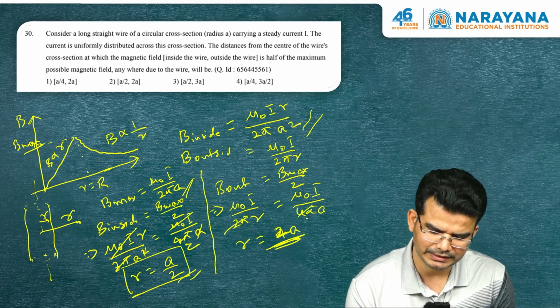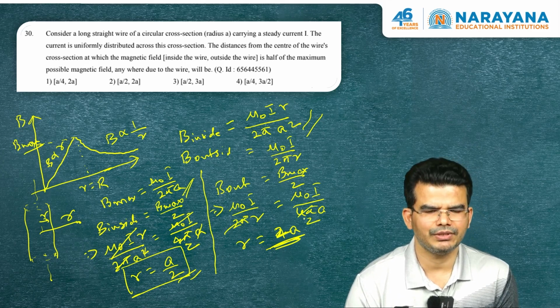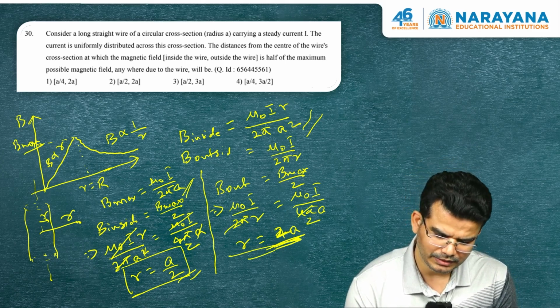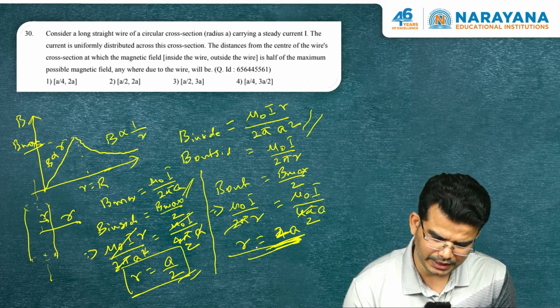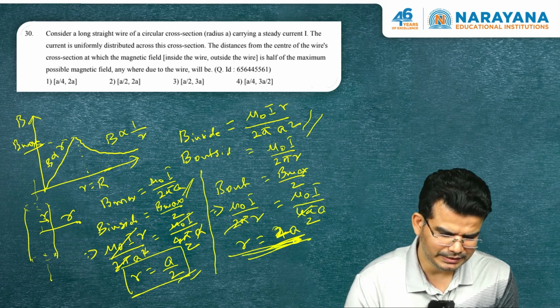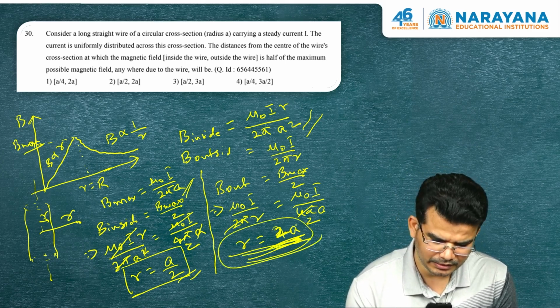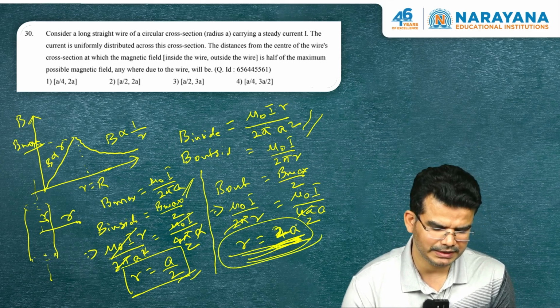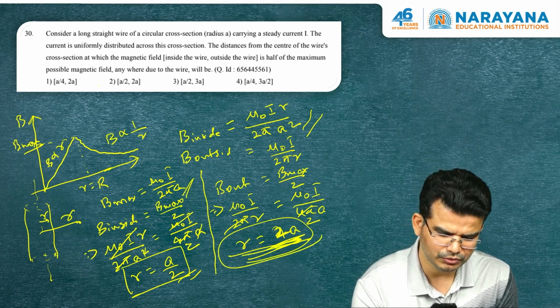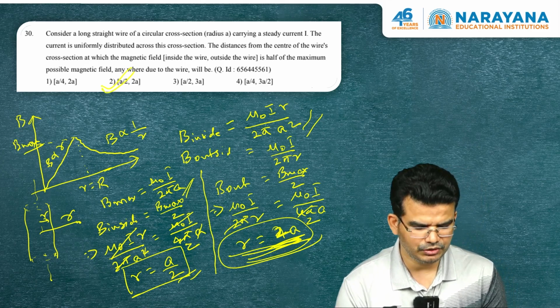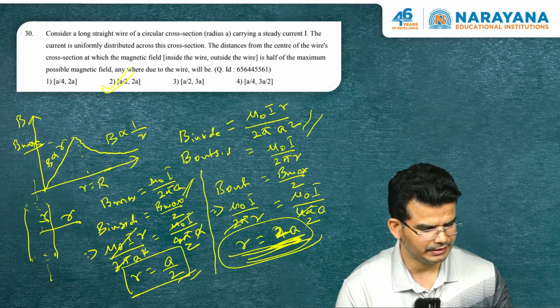In the calculation, 2 pi gets cancelled. So, R equal to 2a. So, we can say we got inside point R equal to a by 2, outside point R equal to 2a. Let us come to the options. We can see the second option is 100% correct: R equal to a by 2 for the inside point and 2a for the outside point.